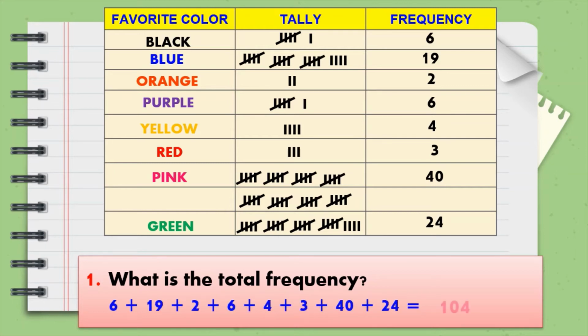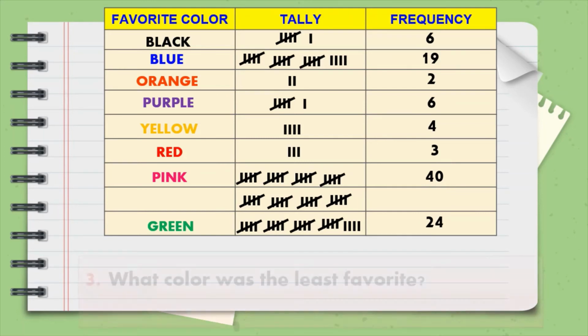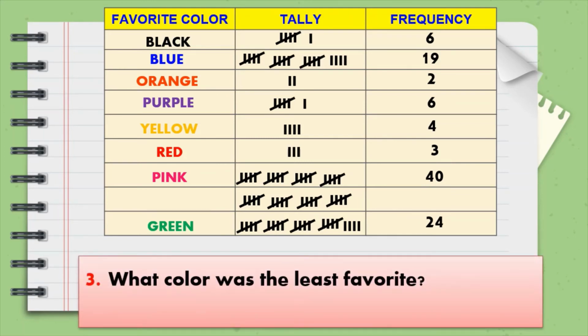Question: what is the total frequency? So we will add all of them and then we will get 104. Then, what color was the most favorite? That is pink. So, 40 po yung nagkaroon ng gusto ang pink. So, ang color na pink, that is the most favorite. Then, what color was the least favorite? That is orange. Kasi 2 lang siya. Yung frequency niya is 2.